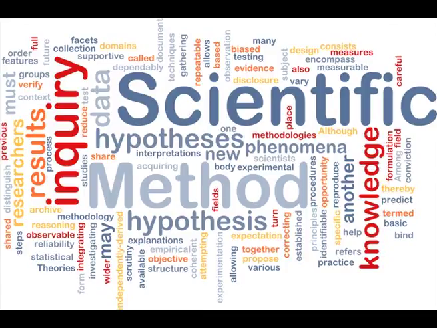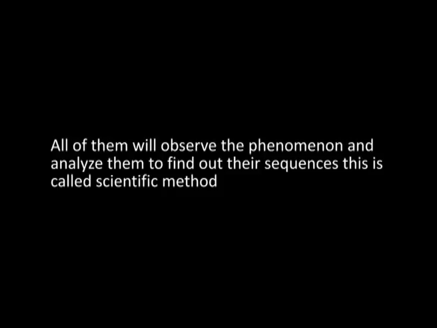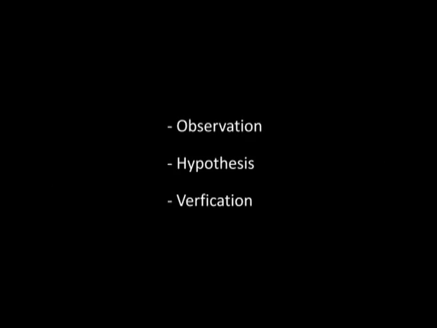As their materials are different, their purposes also differ. All of them will observe the phenomenon and analyze them to find out their consequences. This is called scientific method. Thus, scientific method is a systematic step-by-step procedure, three steps: observation, hypothesis, and verification, following logical process of reasoning.